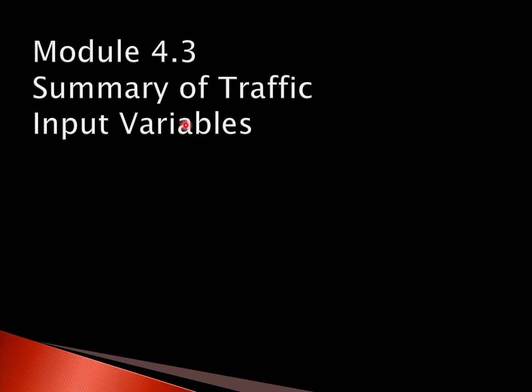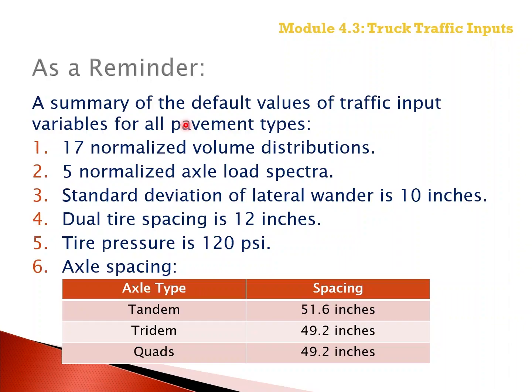So now let's go through a quick summary of the traffic input variables. A summary of the default values of traffic input variables for all pavement types. There are 17 normalized volume distributions called truck traffic classification groups that we discussed and are included and defined in the MEPDG Manual of Practice that the user can select from. There are also 5 normalized axle load spectra or distributions in the software that the user can select from. The standard deviation of the lateral wander is 10 inches. Dual tire spacing is 12 inches.